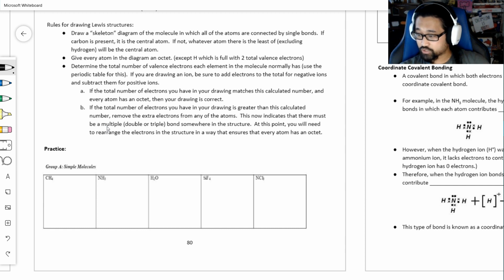It is CH4, right? So this is 1 C and 4 H's. Because there's only 1 carbon, whatever element has the fewest atoms in that compound is going to be our center point. It's like the linchpin that holds everything else together. And as such, I will draw it in the center, right? And then the 4 hydrogens are going to go top, bottom, left, and right.